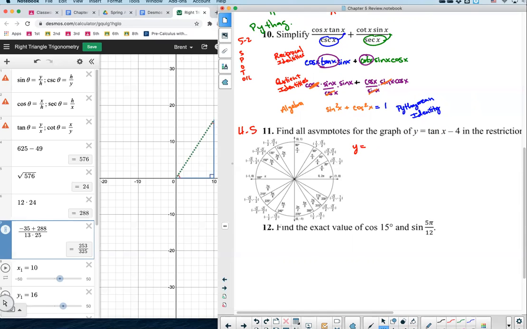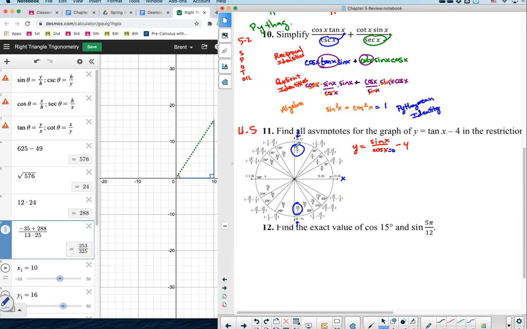Y equals sine x over cos x minus 4. An asymptote would occur anytime that cosine is equal to 0. Or said another way, anytime cosine x equals 0. Looking over here, I find that cosine x is 0 at this spot, pi over 2, and at this spot, 3 pi over 2. That's where my x value is 0. It's right in the center of the graph at those 2 angles. We only take the first one when we find the asymptote.